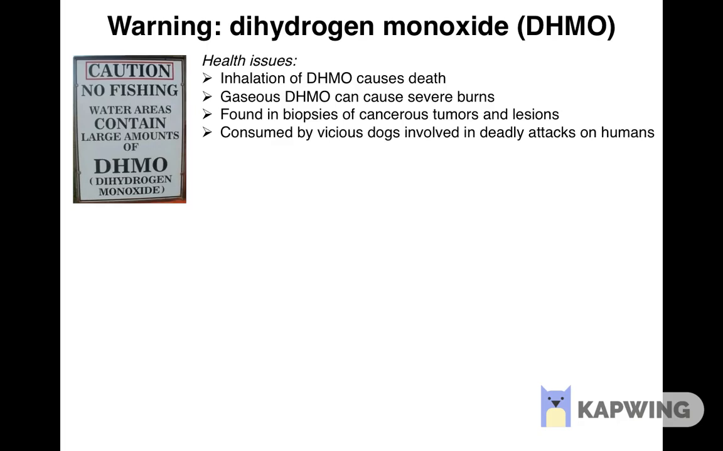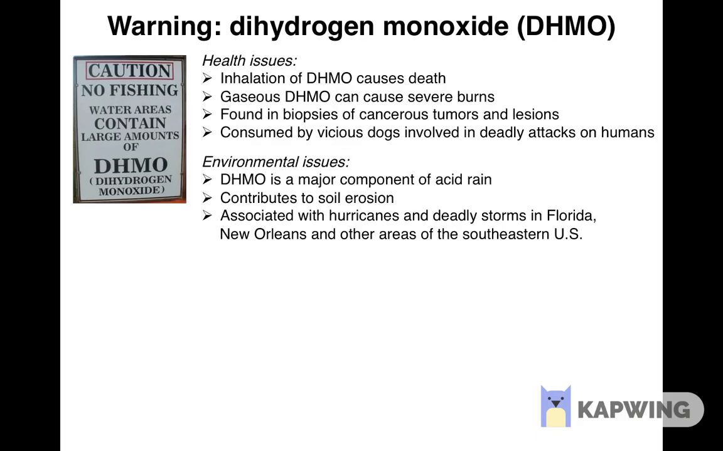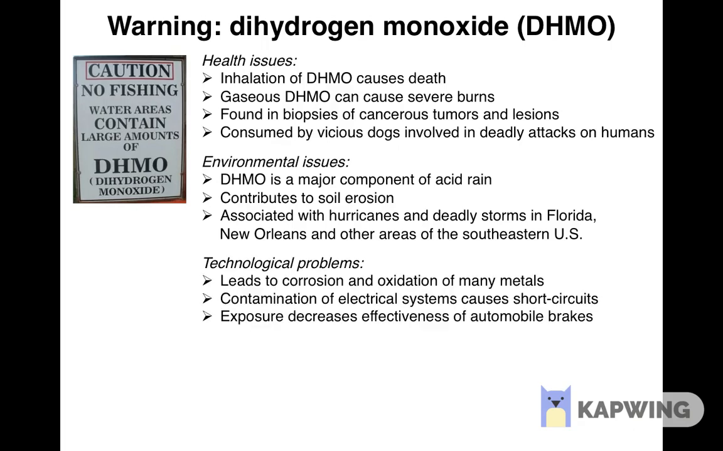It has been found in biopsies of cancerous tumors and lesions, and has been consumed by vicious dogs involved in deadly attacks on humans. DHMO is a major component of acid rain and is known to contribute to soil erosion. It has also been associated with hurricanes and deadly storms in Florida, New Orleans, and other areas in the Gulf of Mexico region. Finally, DHMO leads to corrosion of many metals, causes contamination and short circuits in electrical systems, and causes a decrease in the effectiveness of automobile brakes.